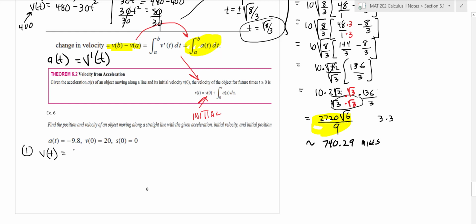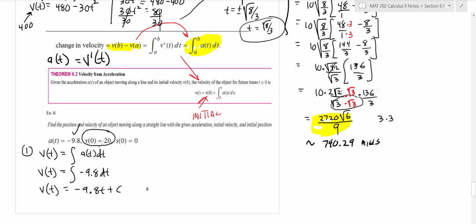What we do is we do the integral of the acceleration to begin with. So that means the velocity is going to be the integral of negative 9.8 dt. So that means the velocity in general is going to be negative 9.8t plus C.